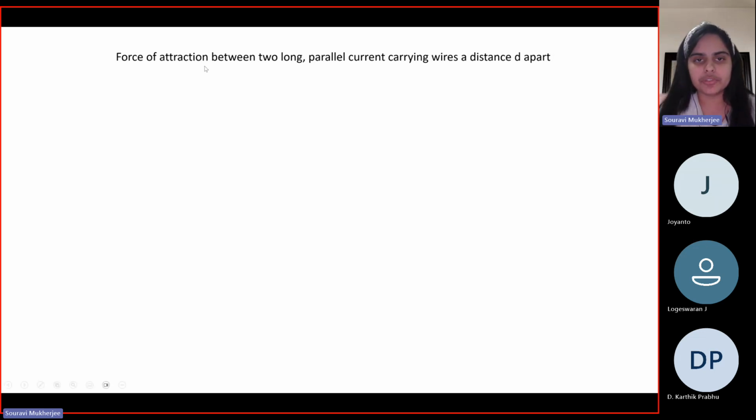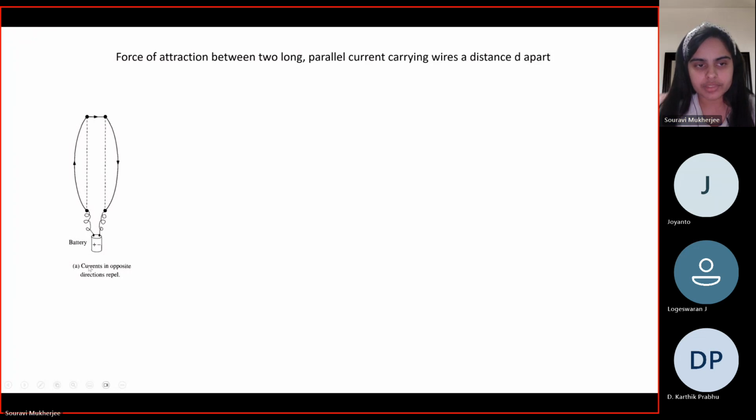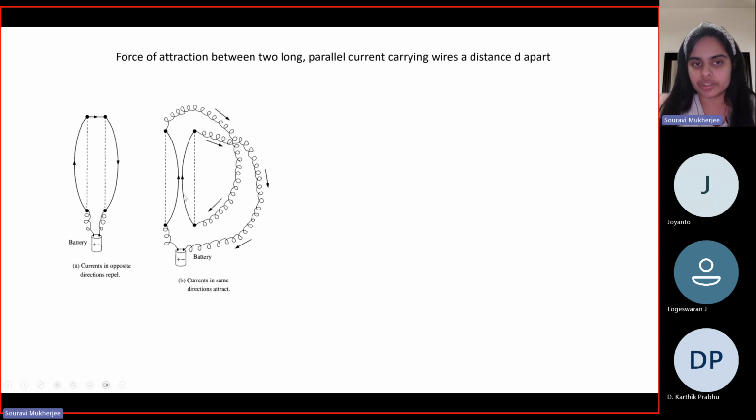So if you have two long parallel current carrying wires at some distance d apart, you would see that the currents in the two wires are anti-parallel to each other, in opposite directions. And it was seen that currents in this case repel, while if you have two wires with currents flowing parallel to each other in the same direction, then they attract, right?